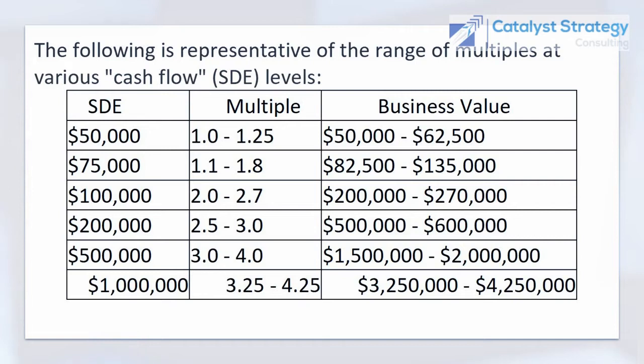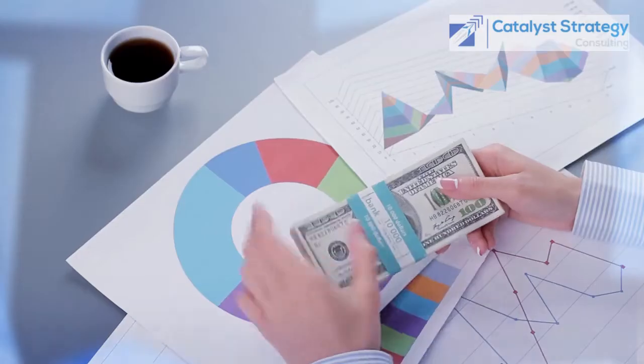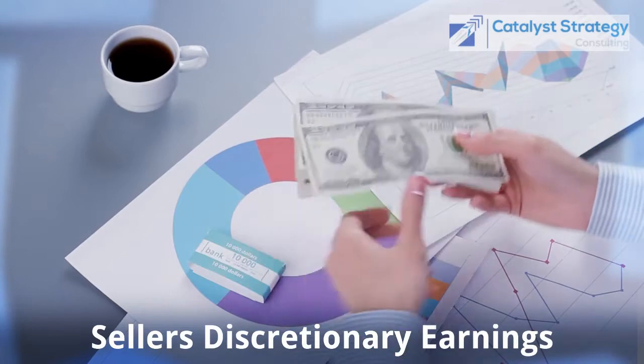I would offer a word of caution. The above multiples do not apply to all industries. For example, the construction industry would typically have lower multiples than displayed in the chart.